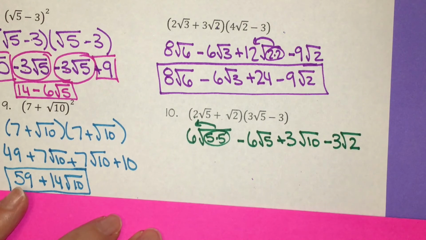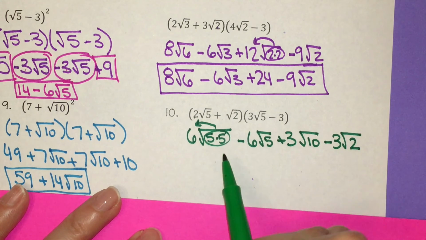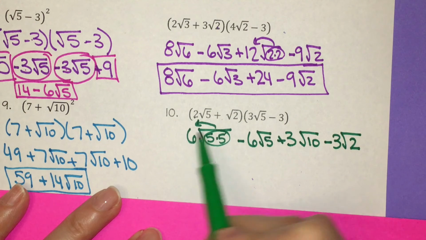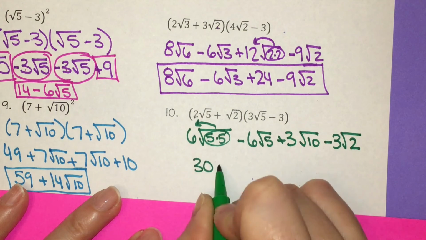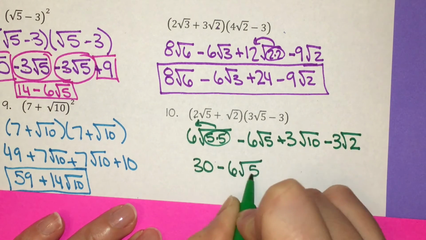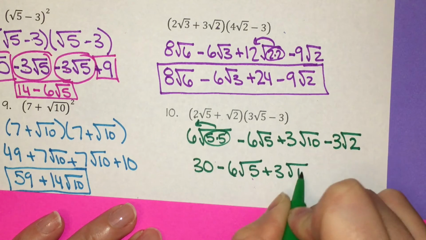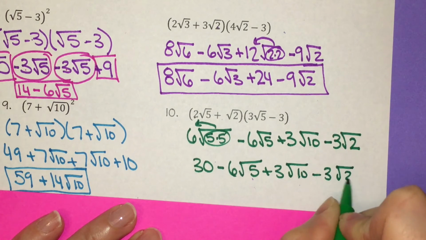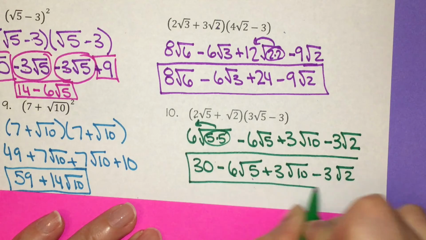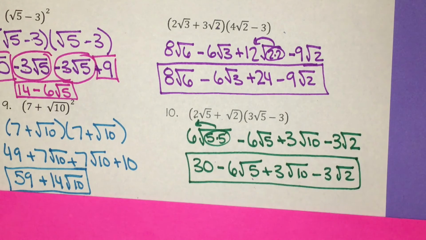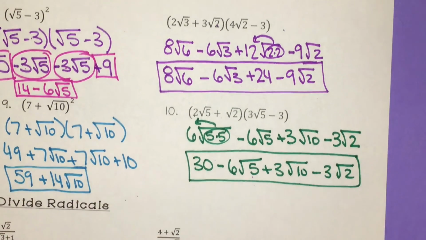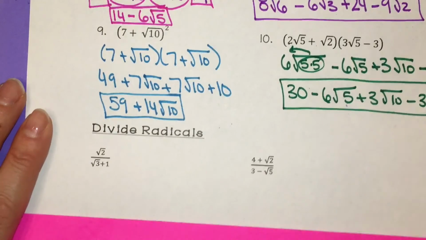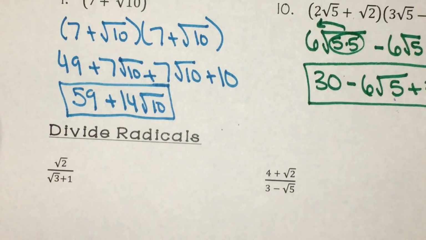So combine like terms, which it doesn't look like there are any, but we can bring a 5 out, and 6 times 5 gives us 30, minus 6 square roots of 5, plus 3 square roots of 10, minus 3 square roots of 2. Okay, last thing, then we're done. It's dividing radicals. So I'm just going to zoom in.